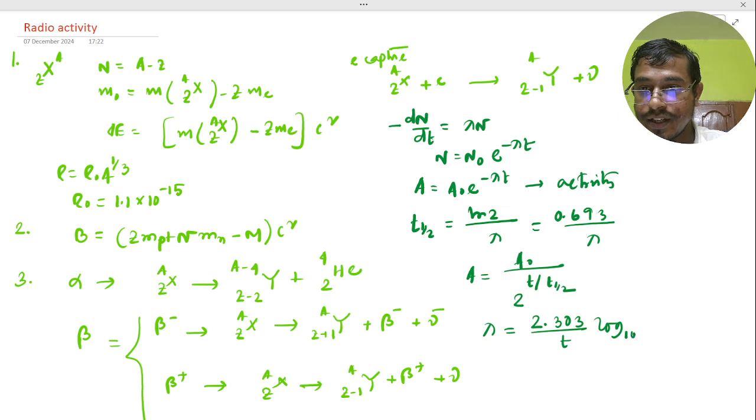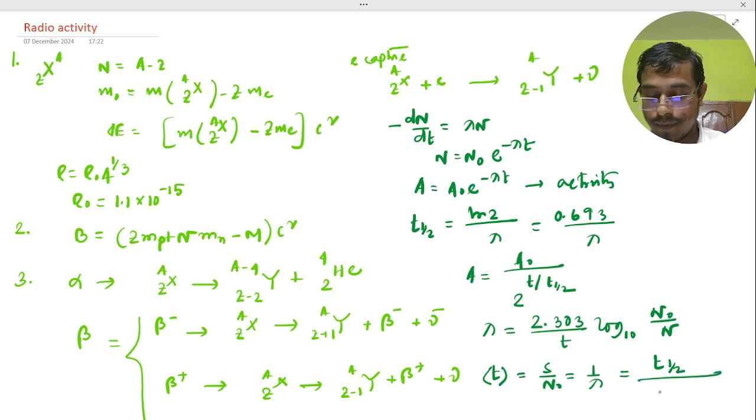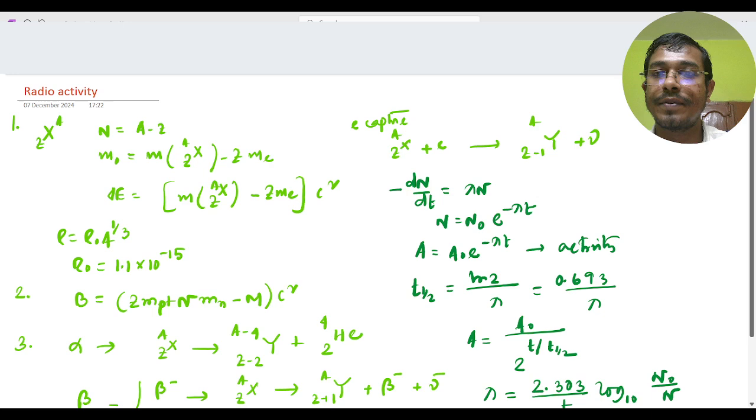log base 10 of N naught by N, where N naught is the initial number of atoms and N is the number of atoms after time t. The average time t average becomes 1 by lambda, basically, and after that we get t average as T half by 0.693. So here we conclude the summary of the chapter modern physics.